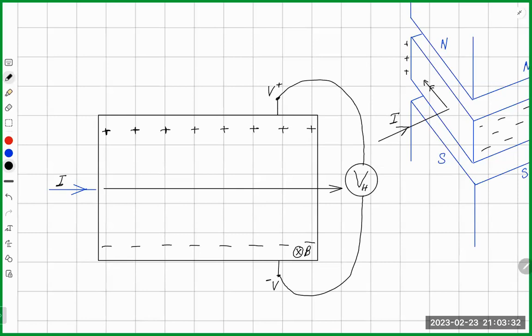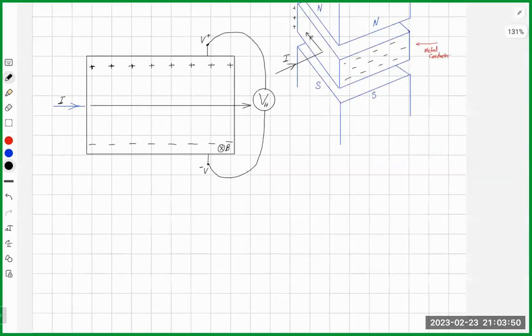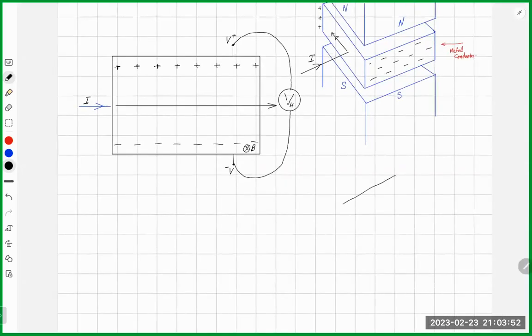Okay. This potential difference, which is developed across the sides of the conductor, is known as Hall's voltage. So the examiner can make different kinds of diagrams, and one very common diagram is that the examiner makes a cuboid like this.